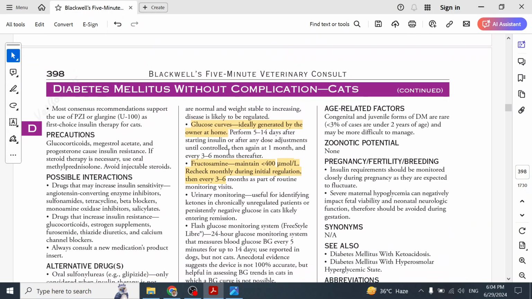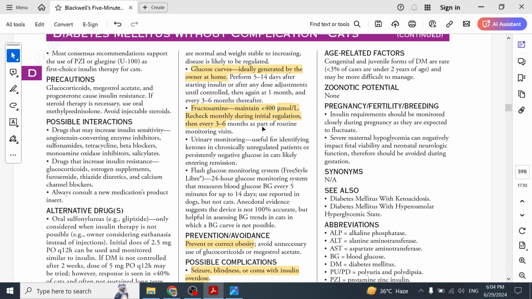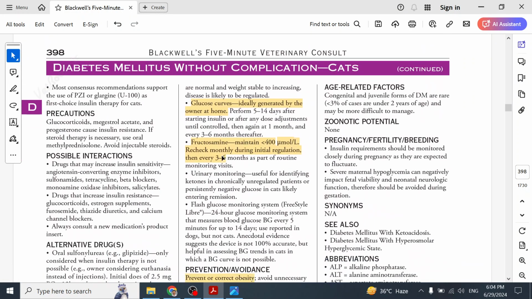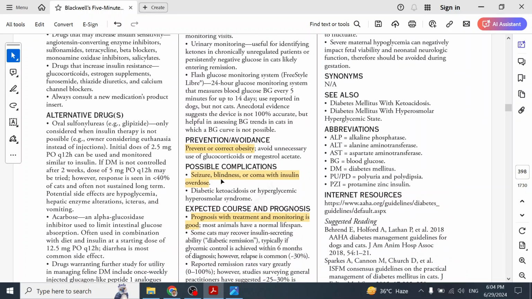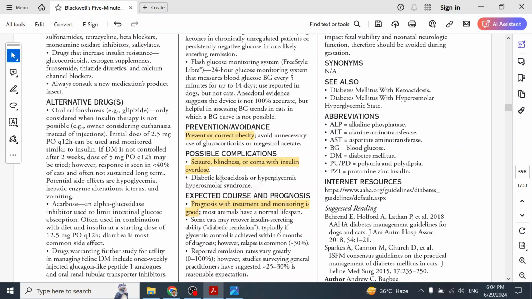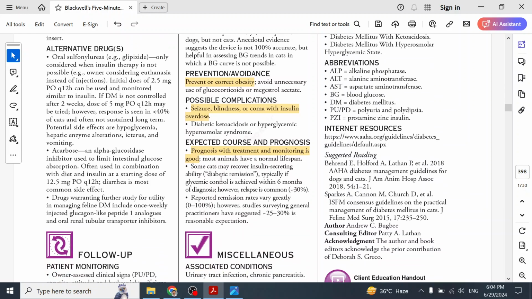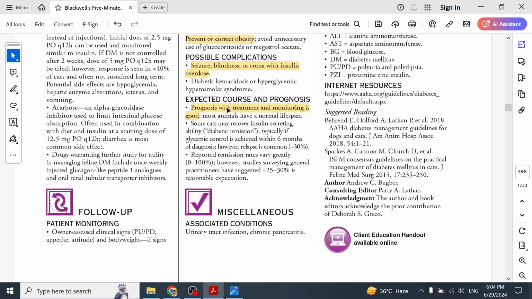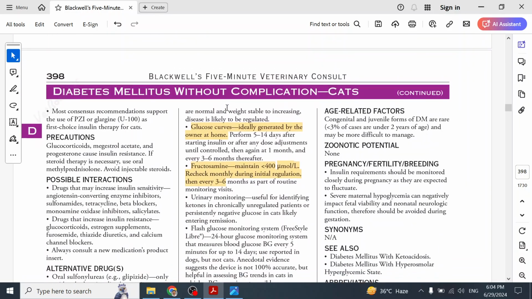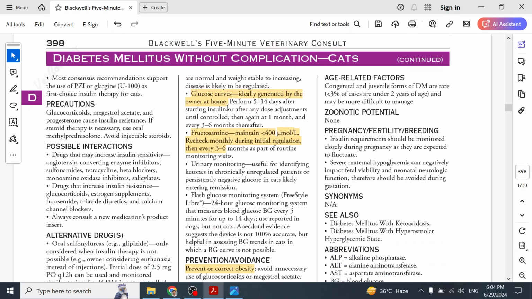Next, precautions and follow-up: glucose curves ideally should be checked, and fructosamine levels checked. Then prevention: you should take care of obesity and diet maintenance, low carbohydrate and more protein. Possible complications are blindness, coma, and brain edema, which are common in diabetes mellitus, but cataracts or blindness are more common in dogs. Expected course and prognosis with treatment and monitoring is good. So that's all about diabetes mellitus.